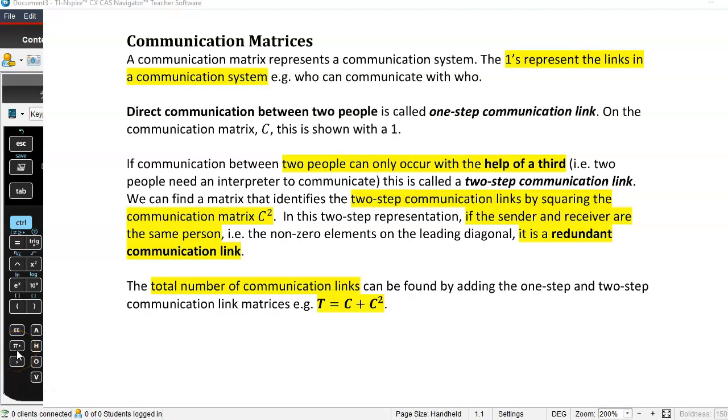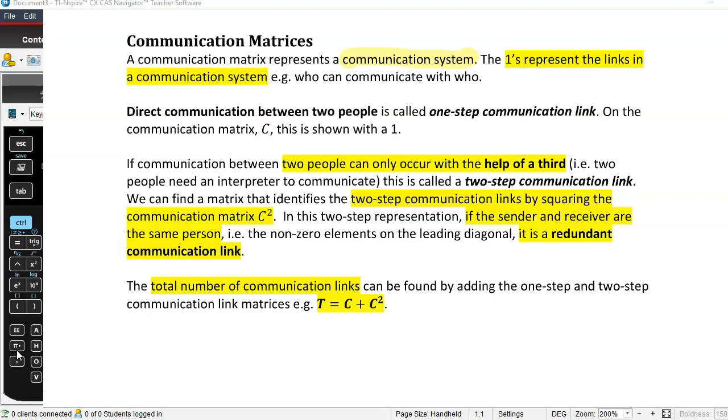So communication matrices are again a type of binary matrix. They represent a communication system: who can talk to who, who can communicate to who. The ones represent links in the communication system. Who can communicate with who?